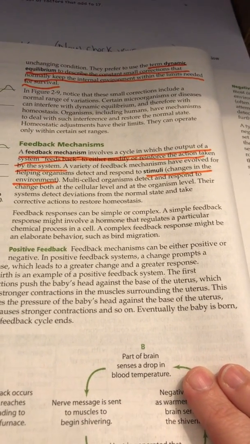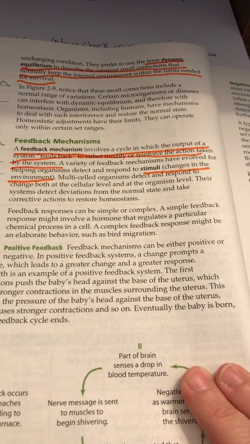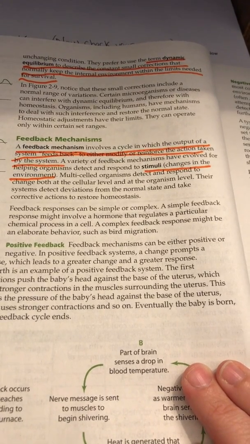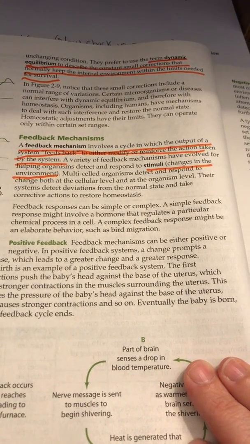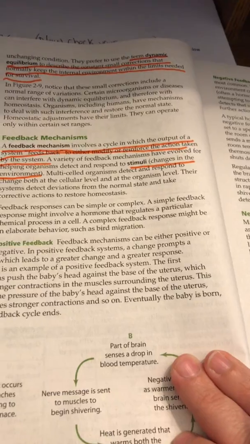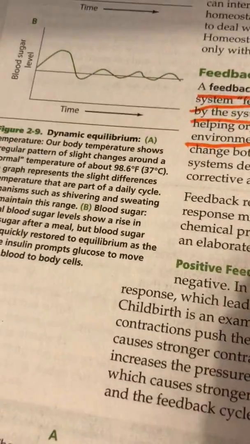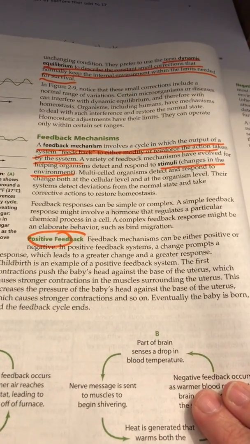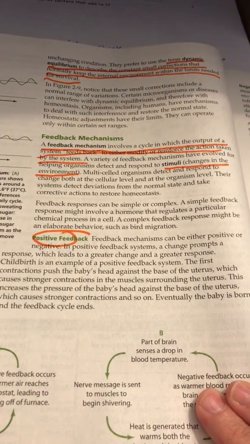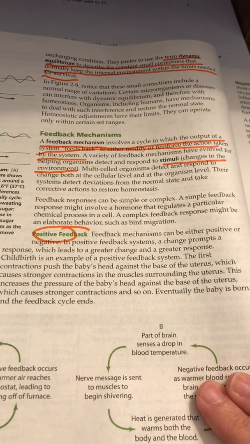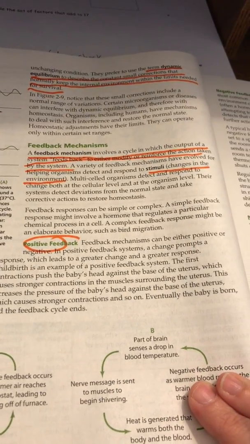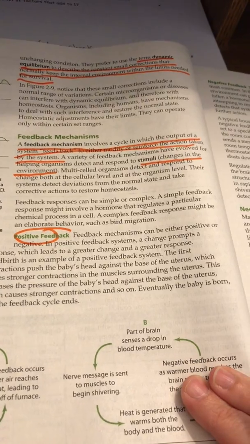Feedback responses can be simple or complex. A simple feedback response may involve a hormone that regulates a particular chemical process in a cell. A complex feedback response might be an elaborate behavior such as bird migration. Positive feedback. Feedback mechanisms can either be positive or negative. In positive feedback systems, a change prompts a response, which leads to a greater change and a greater response.